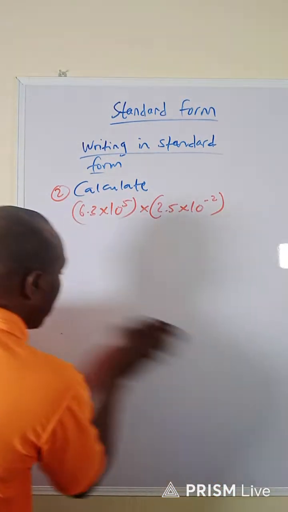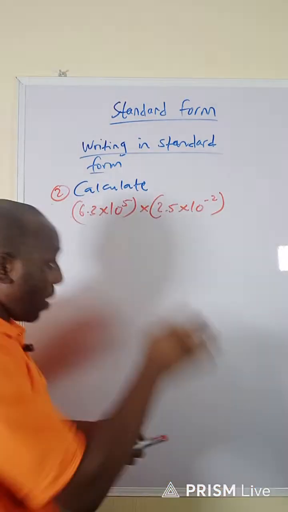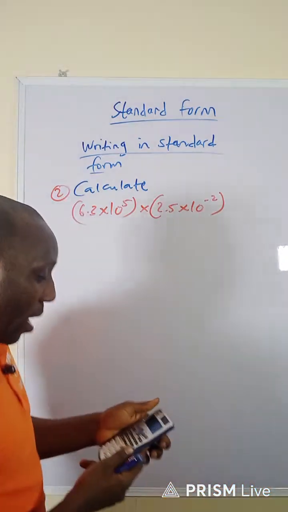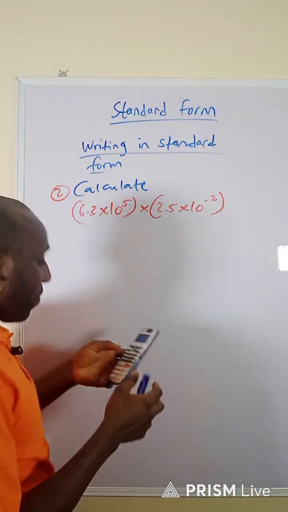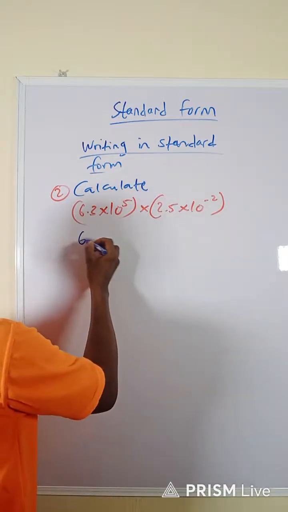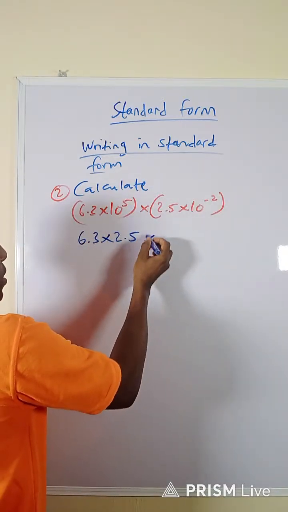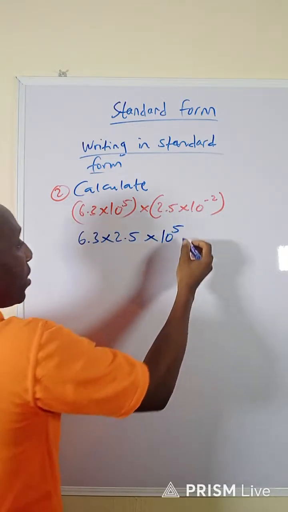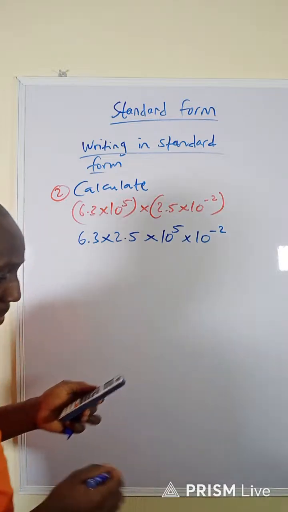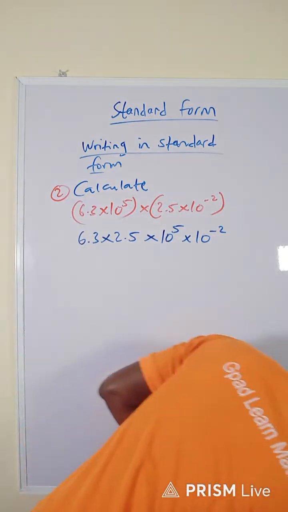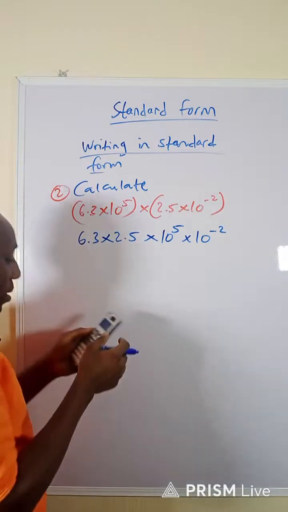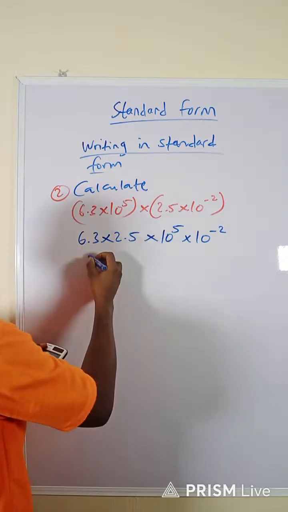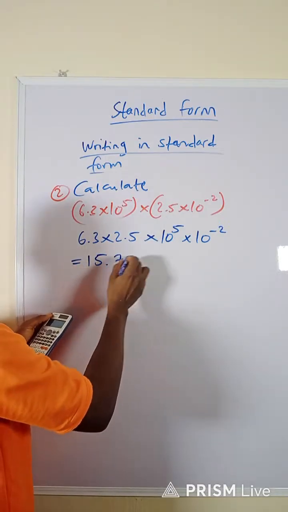Like I told you, I don't want to type everything in the calculator and just write the final answer. No, I want to show you the process of doing this, enhanced by a calculator. So I will do 6.3 times 2.5 first of all. Then bring in the ones that have this common base: 10 raised to the power 5 times 10 raised to the power minus 2. I hope this is clear, guys. So what's 6.3 times 2.5? That is 15.75.